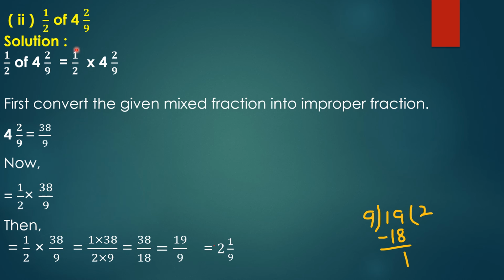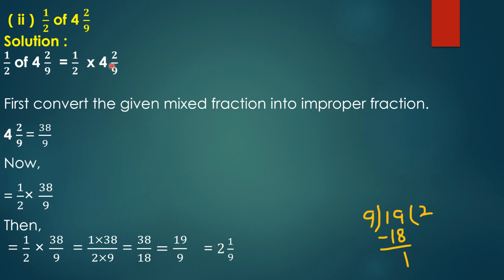The next question is 1 by 2 of 4, 2 by 9. What is 1 by 2 of 4, 2 by 9 equal? 1 by 2 into 4, 2 by 9, because "of" represents multiplication. Therefore, these two fractions are under multiplication now.